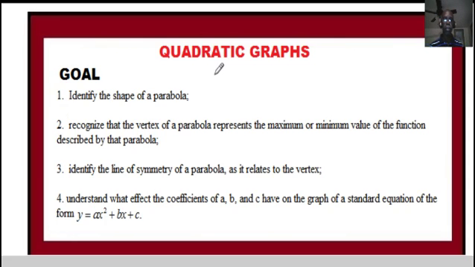The goal of this lesson is to: 1. Identify the shape of a parabola. 2. Recognize that the vertex of a parabola represents the maximum or minimum value of the function described by that parabola. 3. Identify the line of symmetry of a parabola as it relates to the vertex. 4. Understand what effect the coefficients a, b, and c have on the graph of a standard equation of the form y equals ax squared plus bx plus c.